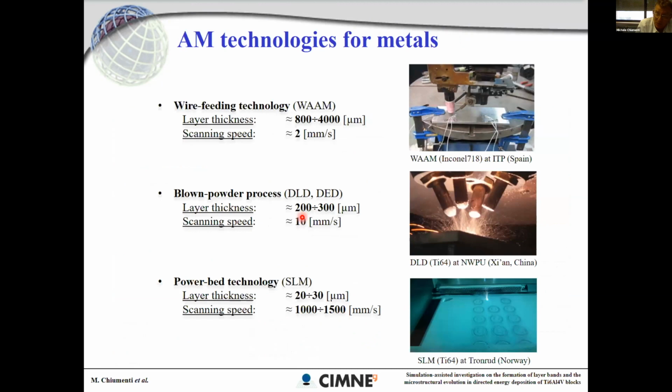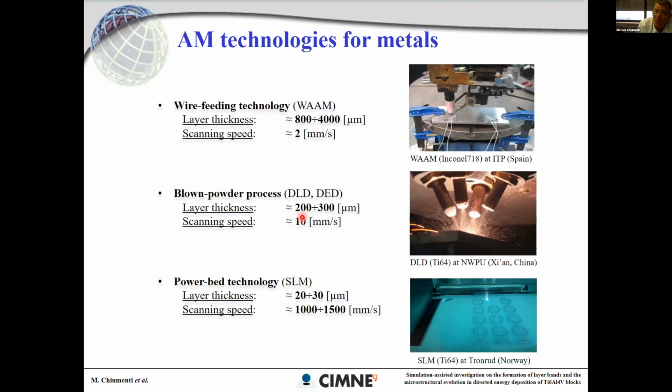Even if we are talking about component scale, there are also large differences in the technology used in additive manufacturing. Depending on the technology, the layer thickness and the scanning speed are radically different. Radically different means that in wire feeding, we are talking about 0.8 to 4 millimeter thickness of the layer, so very large thickness, down to the powder bed technology, where the thickness is about 20, 30 microns. So two orders of magnitude smaller.